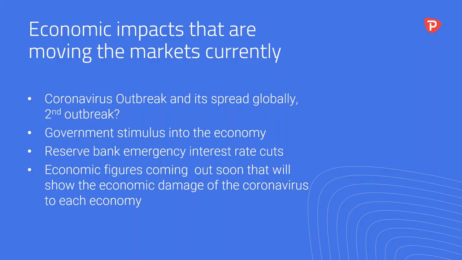So economic impacts that are currently moving the markets, Tyrone. Look, coronavirus outbreak, obviously, and it's spread globally. Will there be a second outbreak? That's a big question at this time. Government stimulus as well, a big thing that we need to be wary of in the current markets. We need to know what's happening with each government, particularly the Fed, and what decisions they're making.